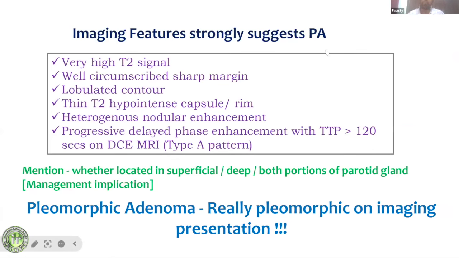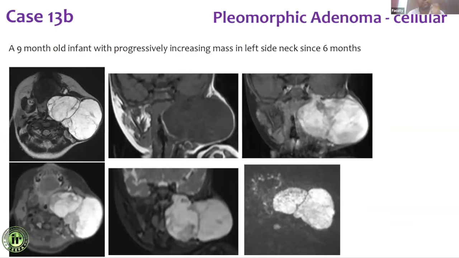So before you go on to consider other diagnoses, first rule out pleomorphic adenoma if it is a parotid gland lesion. So it's very hyperintense, well circumscribed with sharp margin, lobulated contour, and a progressive delayed enhancement. But pleomorphic adenoma can have a very variable enhancement presentation.